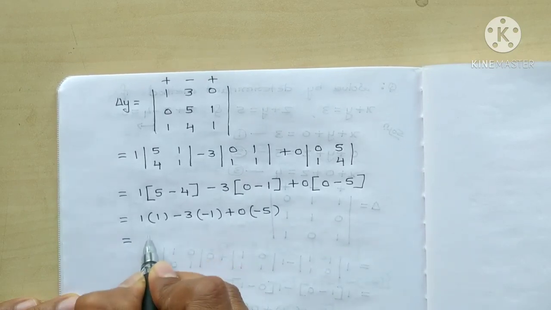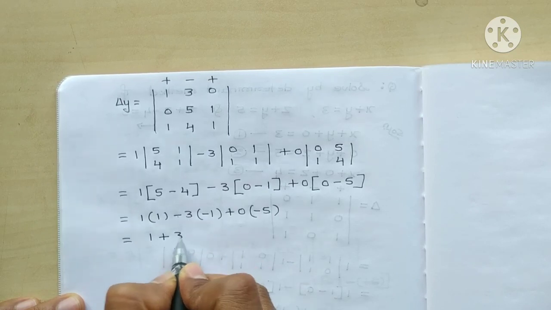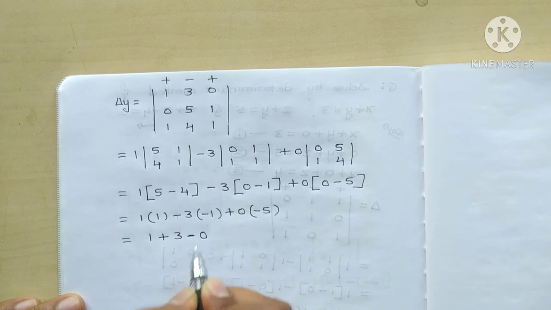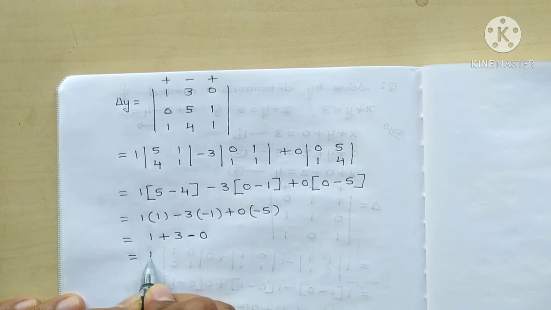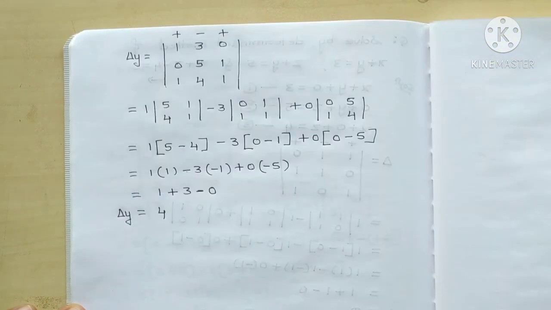So 1 into 1 is 1, minus into minus is plus, 3 into 1 is 3, plus into minus is minus, 0 into 5 is 0. So 1 plus 3 goes to how much? 4. So this is the value of delta y.